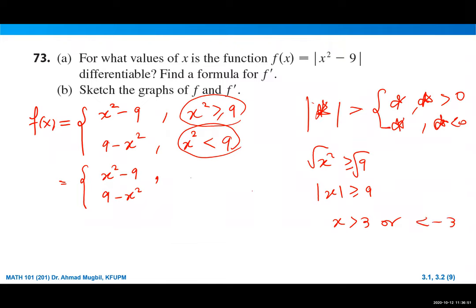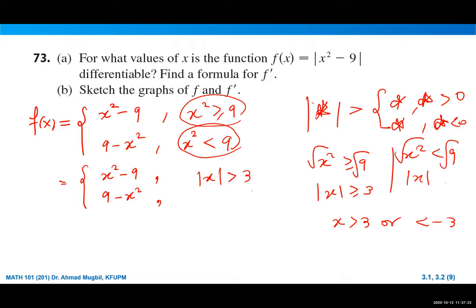So now we can write x is less than negative 3 or x is greater than 3. This is the absolute value of x greater than 3. And here, x squared less than 9, take the square root of both sides, the absolute value of x less than 3. So this also means that the absolute value of x is less than 3, or equal. We are still working on the function now.